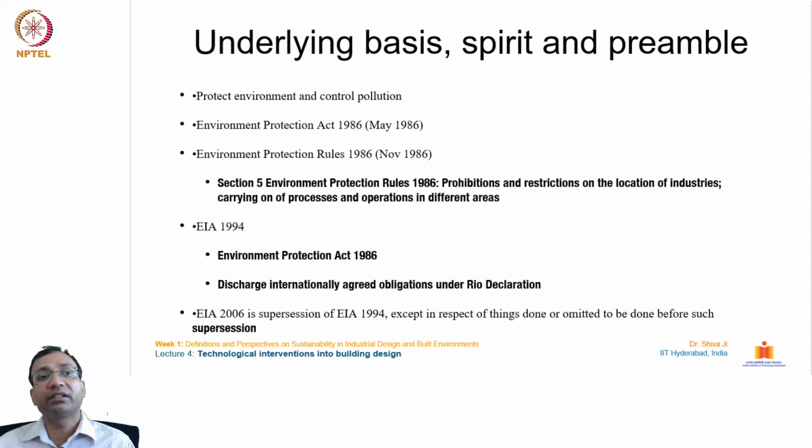So you can see there is the Environmental Protection Act 1986. Okay, there is another set of rules, the Environmental Protection Rules from 1986, and Section 5 talks about prohibitions and restrictions on the location of industries, and the carrying on of processes and operations in different areas. And there is an Environmental Assessment notification in 1994. This talks about discharging internationally agreed obligations under the Rio Declaration.